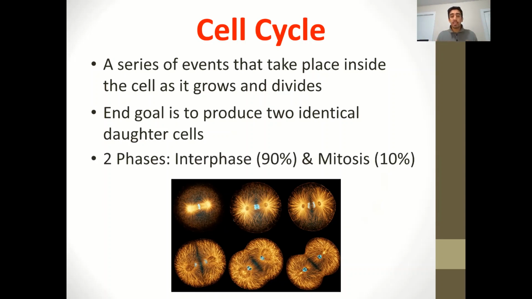There are two phases in the cell cycle. There is interphase, and interphase is when the cell is getting ready to divide, it's growing, it's getting nutrients. The DNA duplicates. That's interphase. And there's also mitosis. Mitosis is when the cell physically divides.